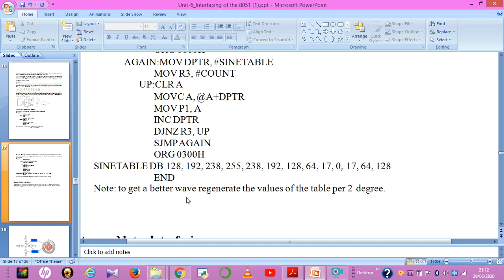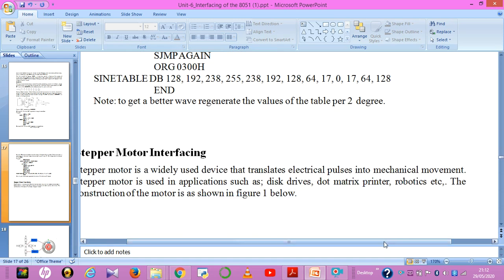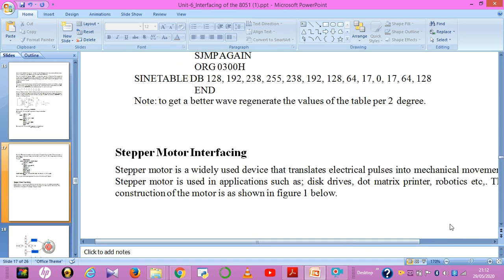Okay. So I have given one. If you want a better view, generate the values of the table per 2 degrees. You have to consider that. Next, finally, stepper motor interfacing.